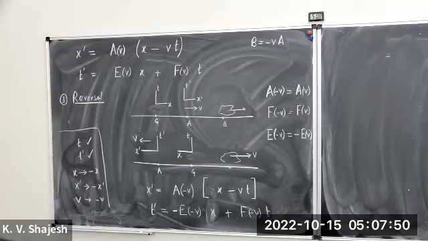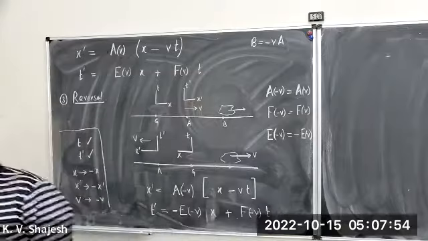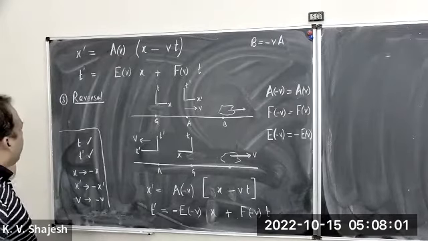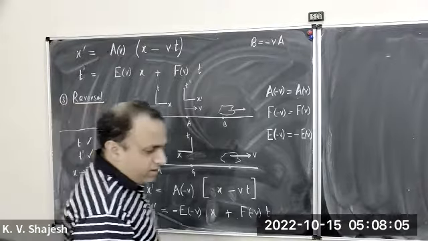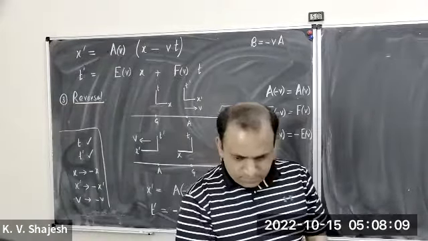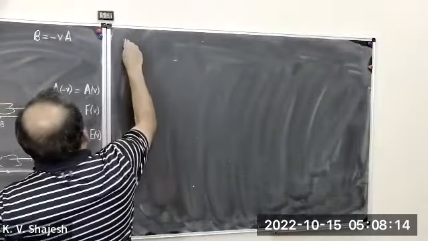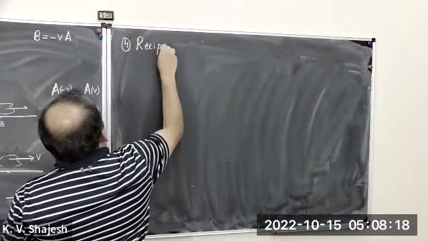Remember, first was the linear condition. Second was that it should satisfy the identity: something at rest should look the same. And then this is reversal. Next is what Rishi pointed out, and we will call it reciprocity. I'll call that reciprocity, but this is a standard name. This is often reciprocity.